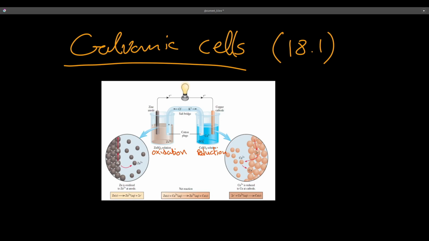The final component of the galvanic cell is the salt bridge. The main function of the salt bridge is to balance out the charges on each side and keep the reaction going. You may have noticed that the negative half of the salt will always be going to the anode, and the positive half of the salt will always be going to the cathode.